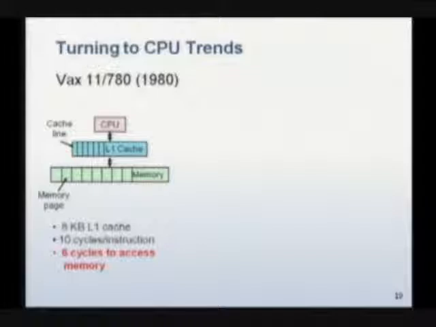Now, the next thing I'm going to do for a while is turn to CPU trends before I look at software solutions. So here's sort of the VAX architecture. There's a CPU. There was a very small L1 cache. There was no L2 cache. The L1 cache was used for both data and instructions. But the two things to look at are how many cycles per instruction. It was like 10. Today's processors do 1 instruction every cycle. But the important thing to think about is that it was about 6 to 10 cycles to access memory. So it was very balanced between how fast the processor ran and how fast you could get at memory.